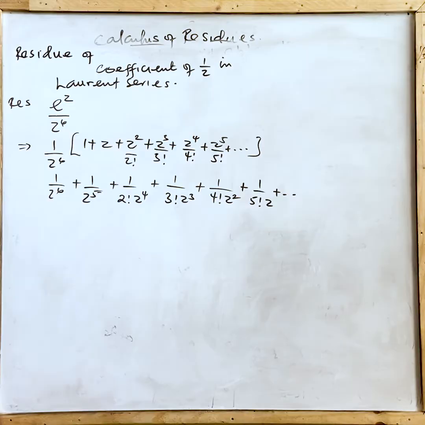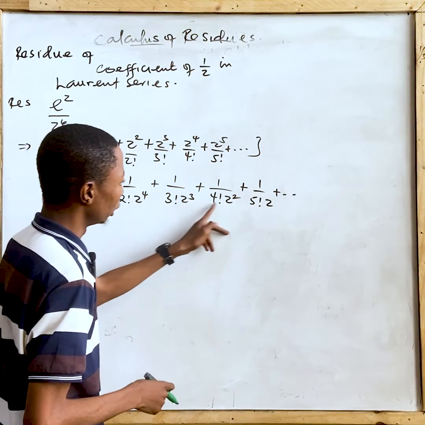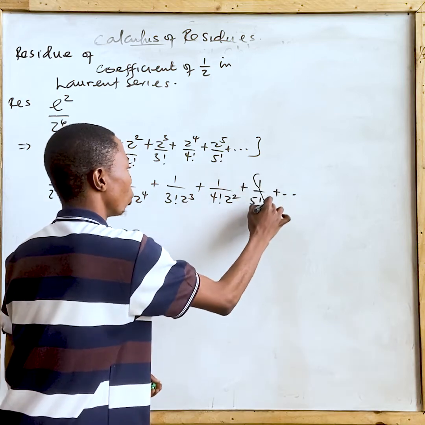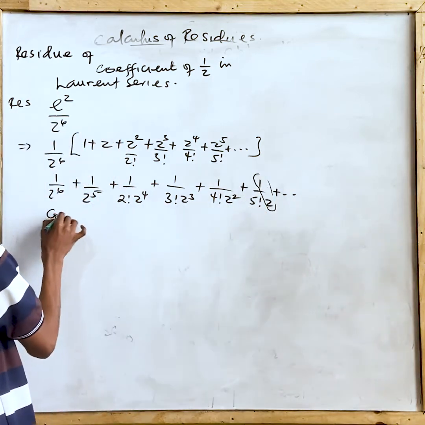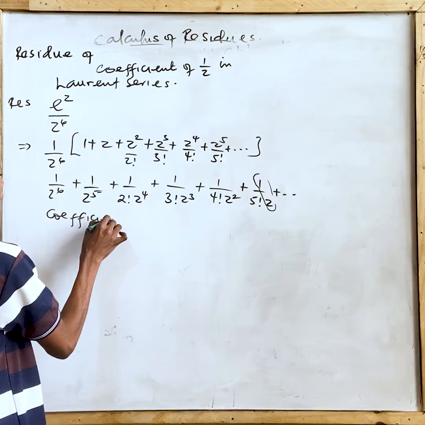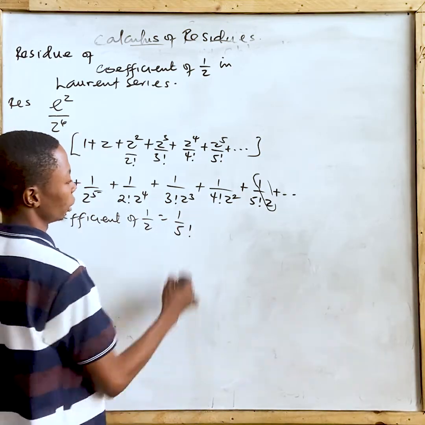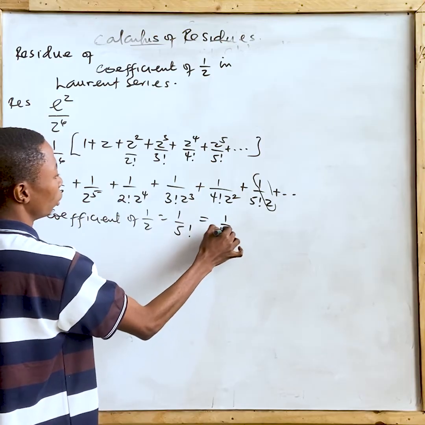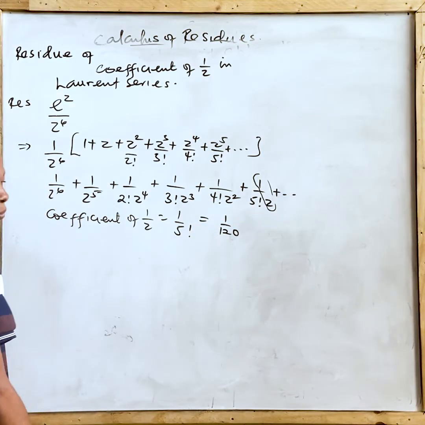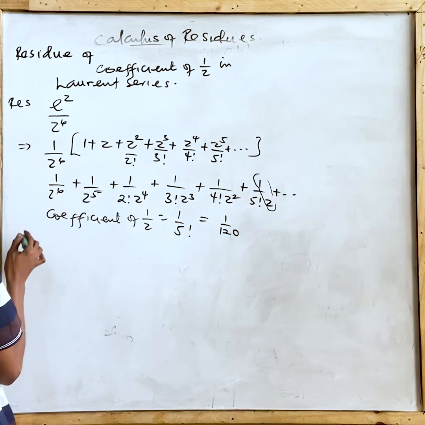So we now take the coefficient of 1 over z. Where is 1 over z? Yeah, this place. So what is the coefficient of 1 over z? It is 1 over 5 factorial. That's 1 over 120. So our residue of this one is 1 over 120.